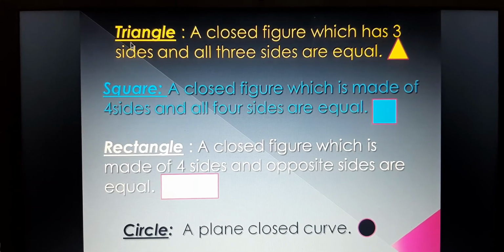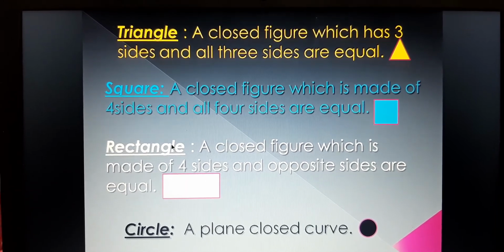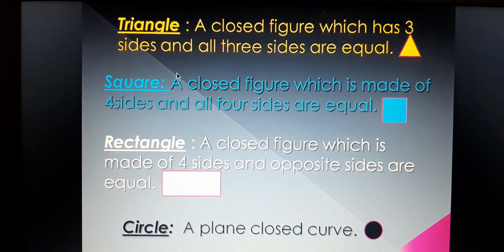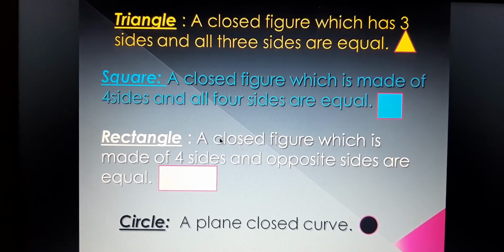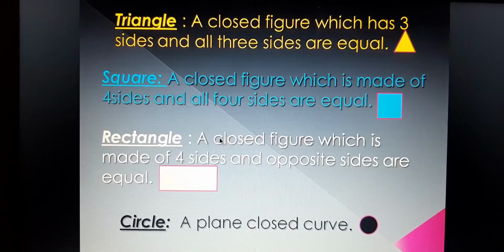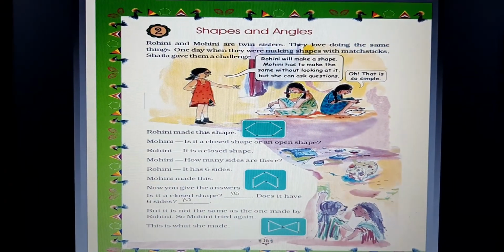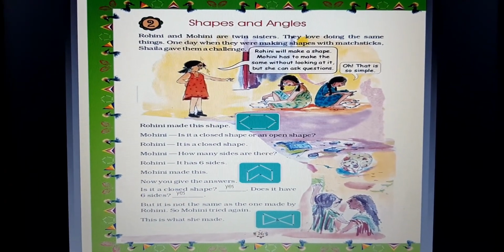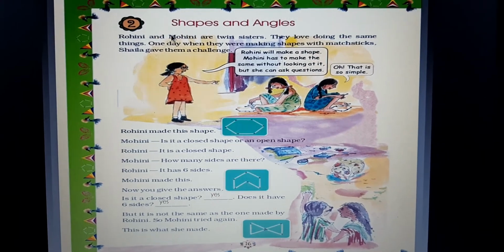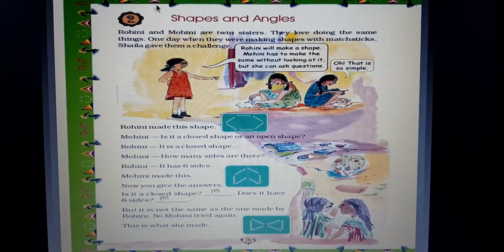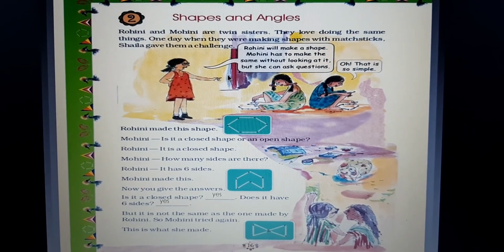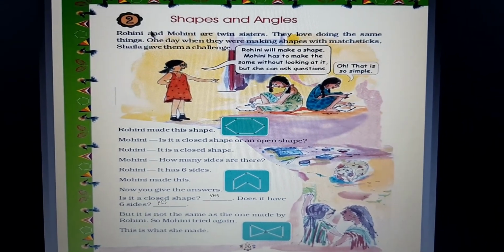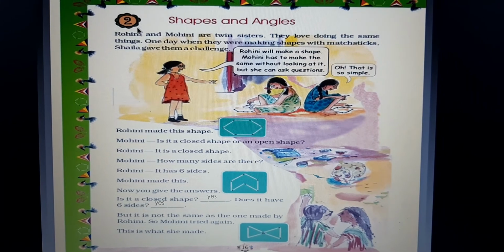Now these are the four definitions for which I gave you homework, right? Triangle, square, rectangle, circle. You can see the definitions here. Okay, now coming to the next part. So here starts your chapter. Till now I gave basic instructions and the concept about shapes. According to your textbook, the shapes and angles chapter starts here. Chapter 2, Shapes and Angles.